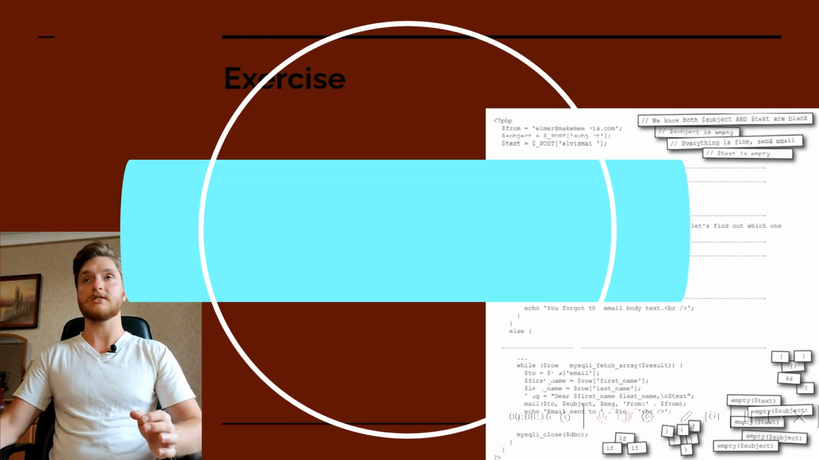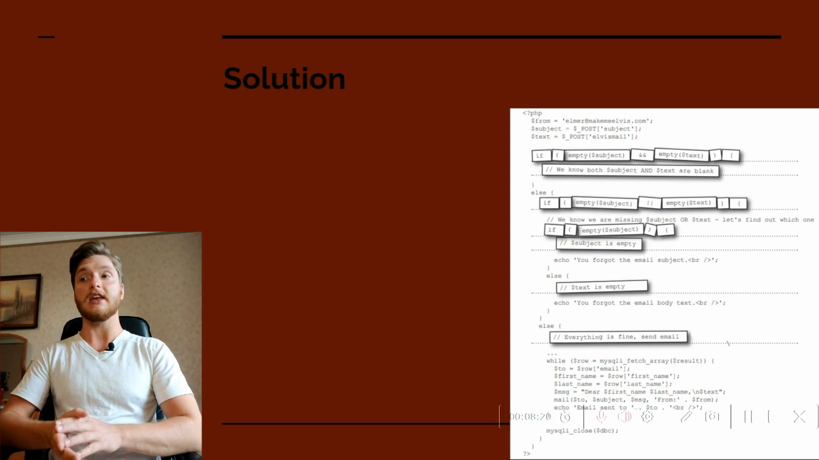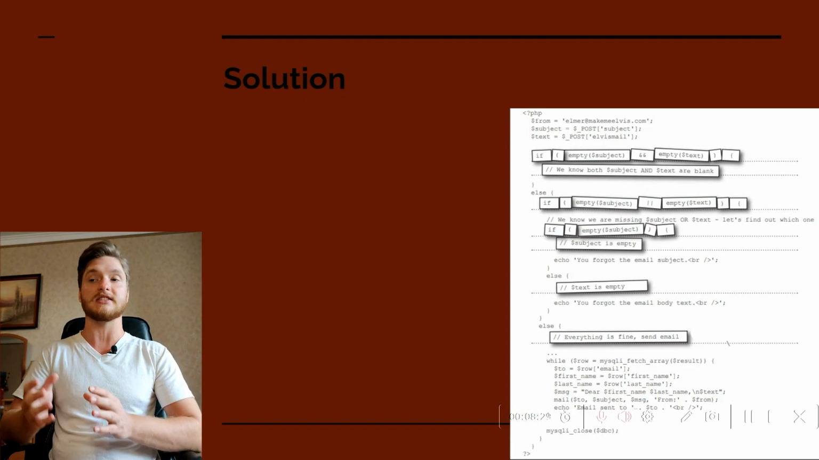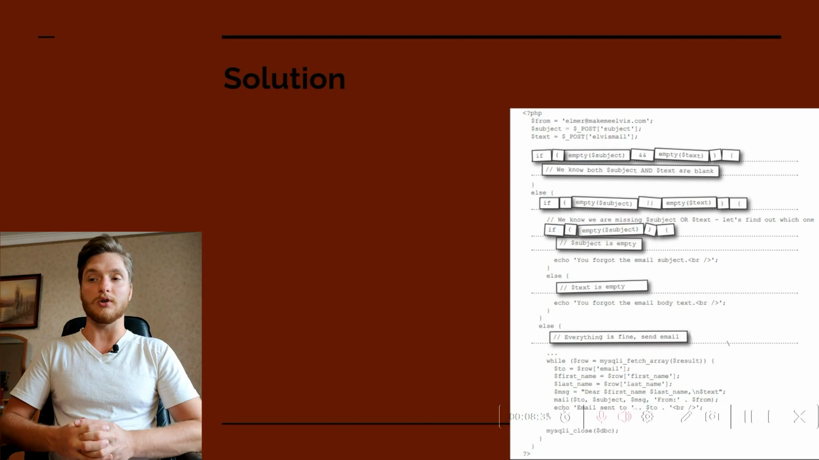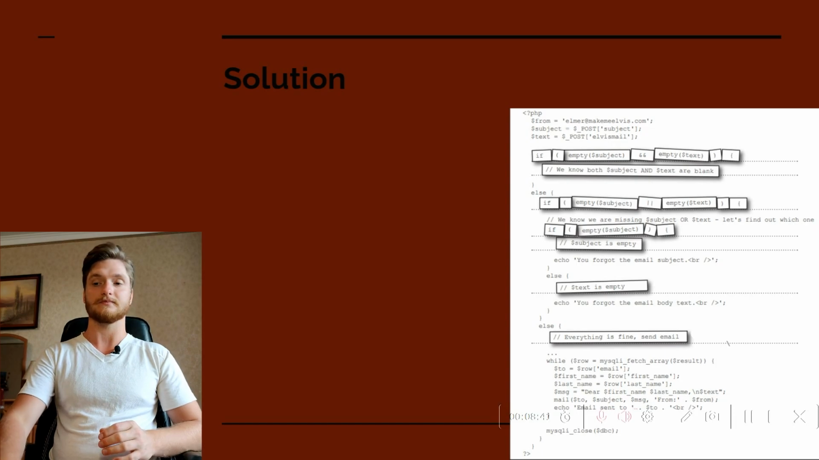So, this is our solution. The outer if statement checks to see if both the subject and body are empty. If not, there are only three other possible scenarios. Both are filled in, the subject is missing, or the body text is missing. We rule out all the other possibilities, so we know that both form fields have values.